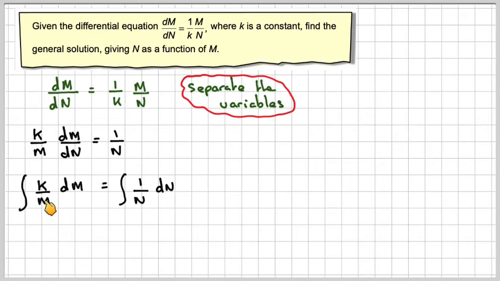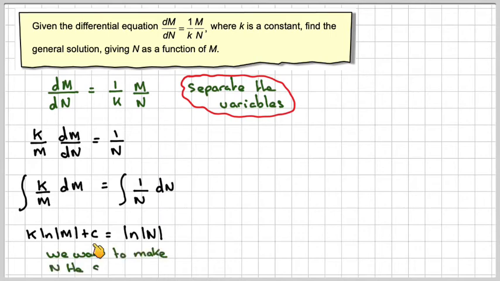So if we integrate this, this will be k ln of m. And we're going to put a constant on this side because I want to give n as a function of m. And it's equal to ln of n. Okay, so the reason I'm putting c on this side is to make n the subject.